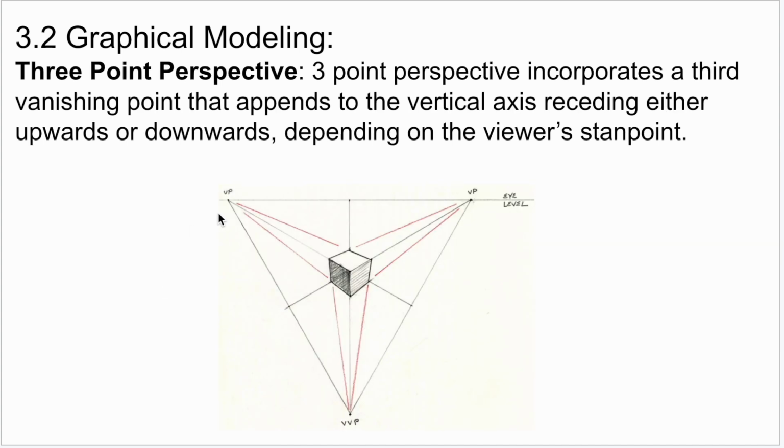3-point perspective is, of course, having 3 points where the lines converge. So 3-point perspective incorporates a third vanishing point that appends to the vertical axis, receding either downwards or upwards depending on the viewer's standpoint. Now, one of the things that I use here to distinguish this from 2-point perspective is you can see that all of the lines now are converging. So the horizontal lines are converging here and here, and the vertical lines are converging here. So that's what makes this a 3-point perspective.